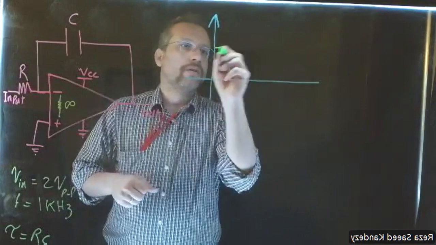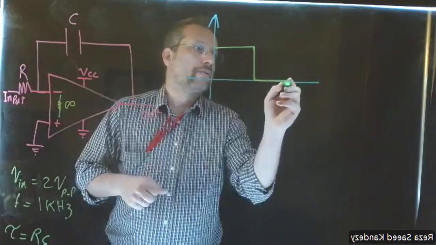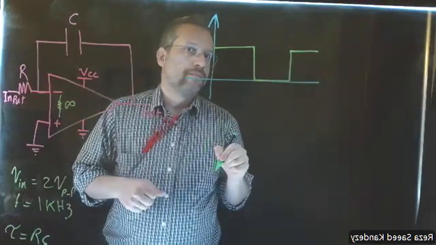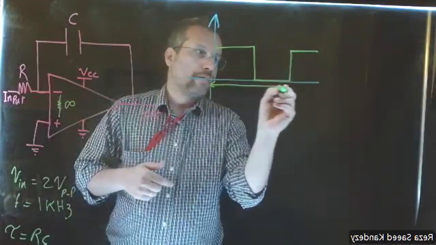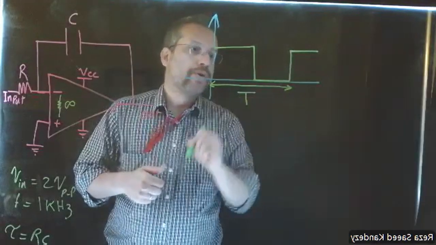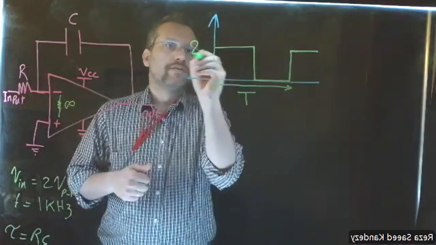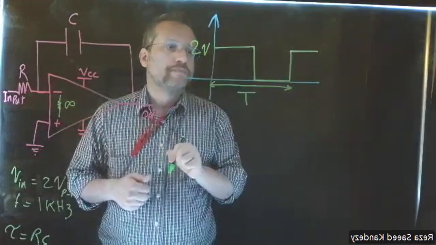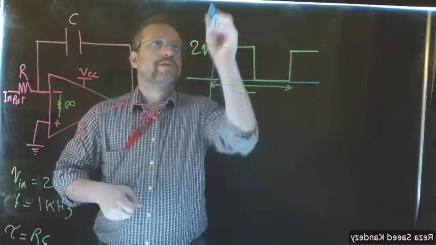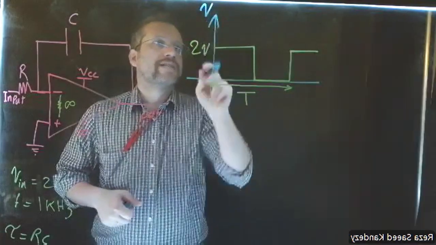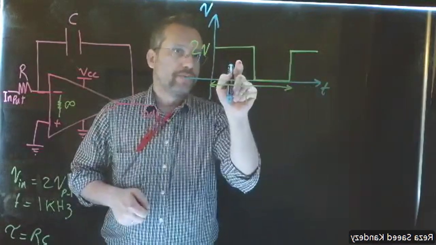This is going to be our input. Okay, this is the time period of 1 cycle, and this is 2 volts. Very good. So to be precise, this axis is the voltage, this axis is the time. Now, this is our input.